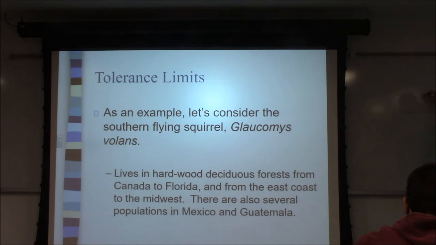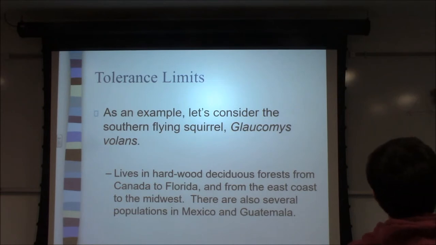So if there's the middle, if that's where the average is for whatever you're looking at, whether it's moisture or temperature or whatever, there is a limit out there, and beyond that limit, the species can no longer exist. So it can go from there to there, but beyond that limit, it can no longer exist. So we refer to these things right here as the tolerance limits.